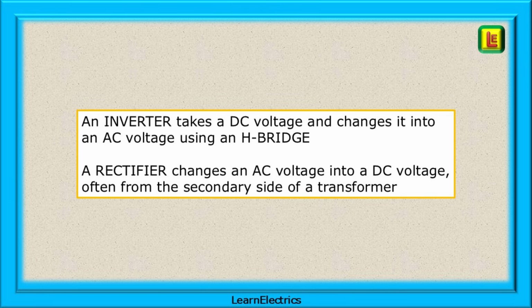A rectifier, on the other hand, changes an AC voltage into a DC voltage, often from the secondary side of a transformer. The transformer will take an alternating AC voltage, reduce the output from, say, 230 volts to just 5 volts, and then change the AC into a smooth, unaltering direct current or DC to charge your mobile phone.